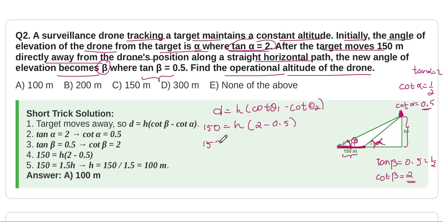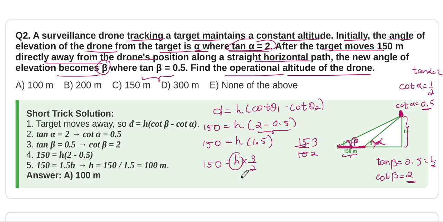So 150 is equal to h bracket. Now 2 minus 0.5 is nothing but 1.5. Okay, so 1.5 can be written as 3 by 2. If you remove the decimal, it is 15 upon 10. So 5 3s are 15, 5 2s are 10, so 3 by 2. And this side is 150. So we have to find out h.